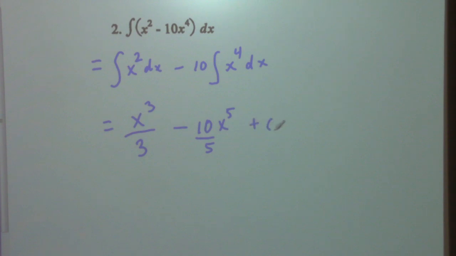Plus c. And here we separated this, and if we did each of these separately, they would each have their own plus c, right? But do you see that when you do more than one as part of a single integral, even separated like this, you still end up with just 1 plus c at the end? And then the only thing left to do here is simplify. So we have 1/3 x cubed minus 2x to the 5th power plus c.